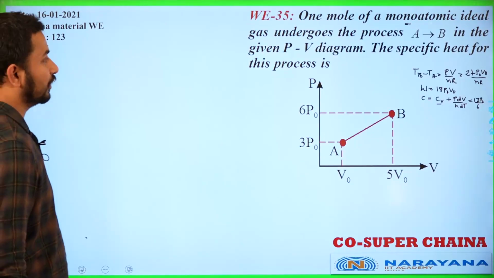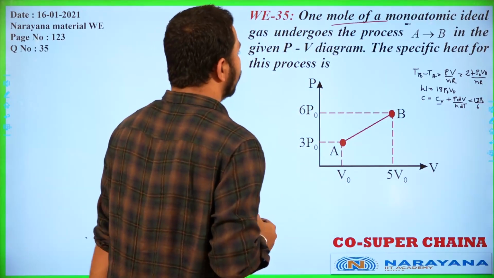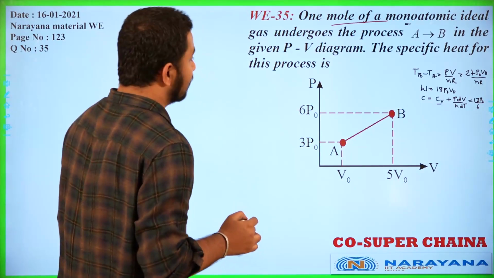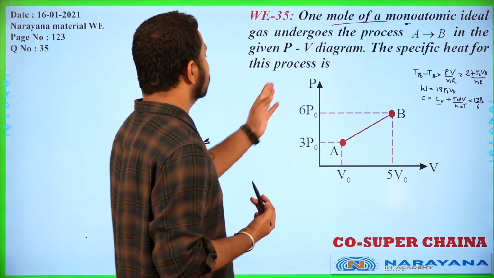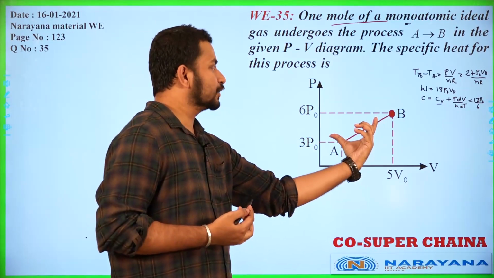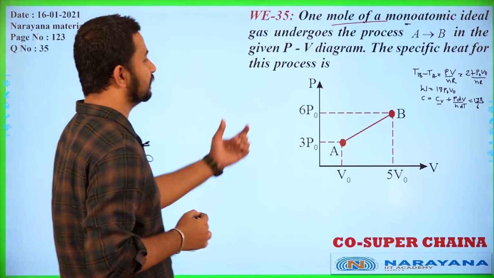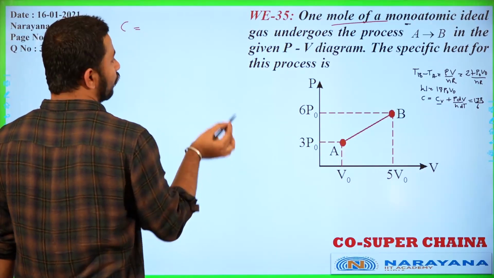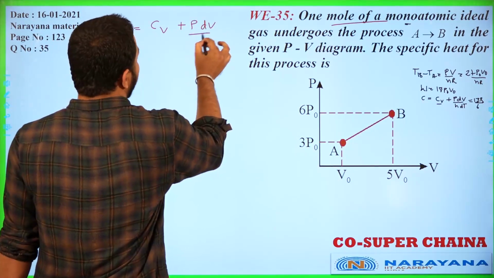So let's move to the next one now. Students, 1 mole of a monoatomic gas is given. For a monoatomic gas, we know the CV value will be 3R by 2. Now here, it undergoes a process from here to here. We need to find this slope, TB minus TA. We basically need to find the specific heat in the process. So specific heat, we can write as CV plus PdV by NdT.